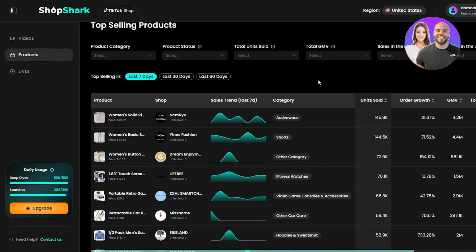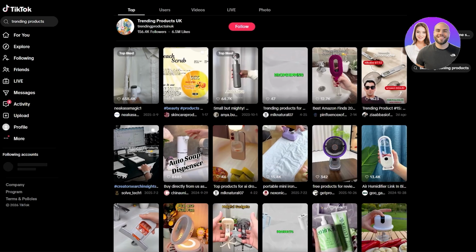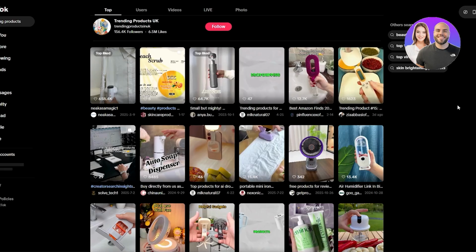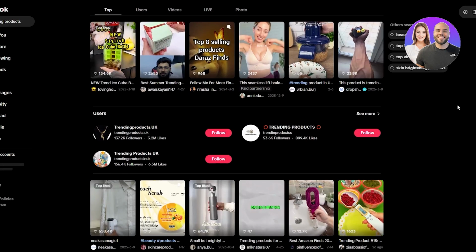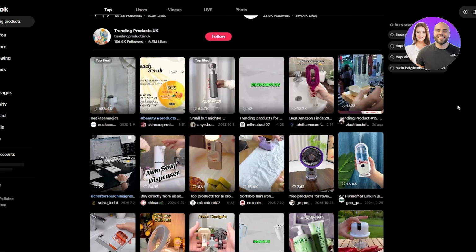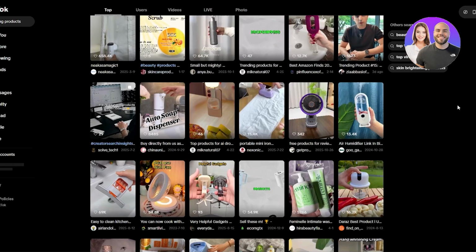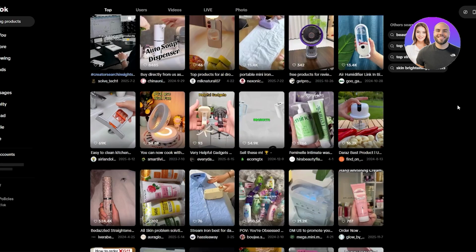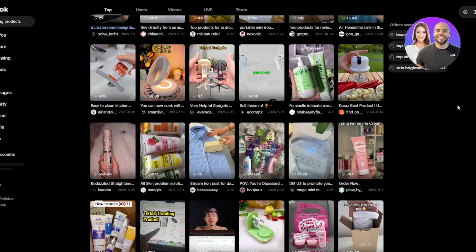Now, one of the biggest mistakes beginners make is copying products that are already everywhere. If every creator on TikTok is already posting the same product, you are usually entering way too late. Good product research is really about timing. You want to catch products while they're growing, not after they've already exploded. And this is where analytics tools become extremely useful. Instead of randomly scrolling TikTok hoping to discover something, you can actually analyze trend data properly. That gives you a massive advantage.